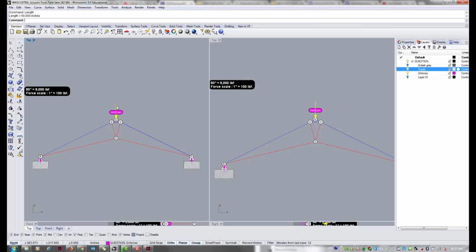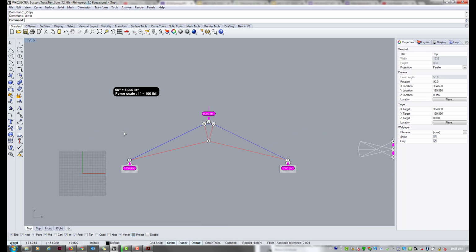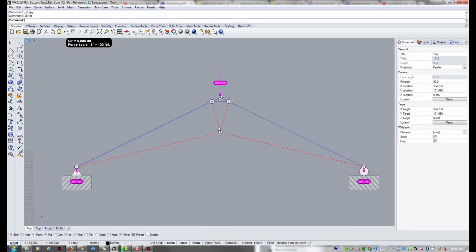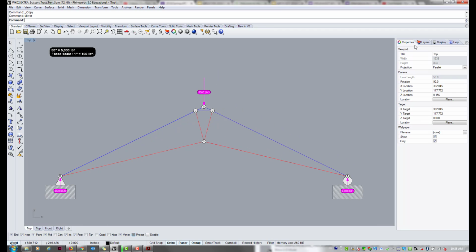So this is 50, and because it's symmetrical, these two are 25 and 25, therefore the reactions are 2500 on each side. And I also labeled each of the nodes as shown, R, S, I mean, it's arbitrary. So yeah, this is where we begin.